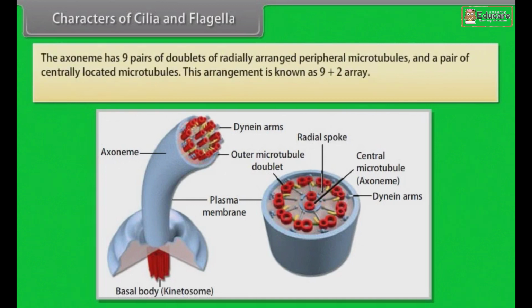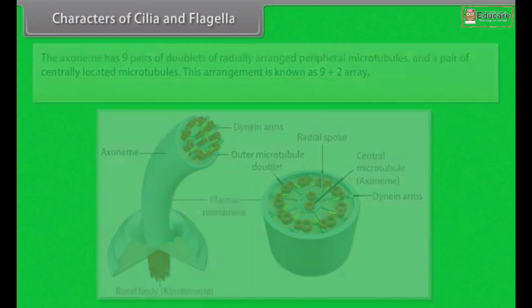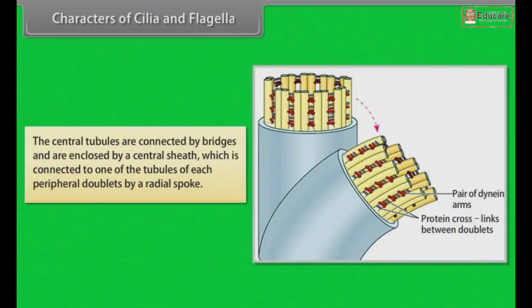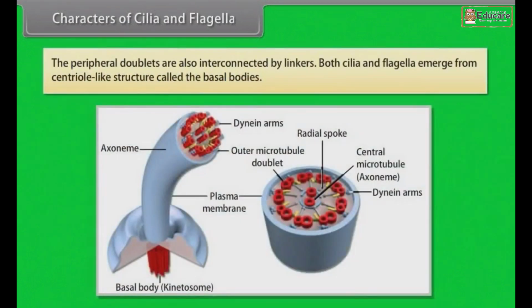The axoneme has 9 pairs of doublets of radially arranged peripheral microtubules and a pair of centrally located microtubules. This arrangement is known as 9+2 array. The central tubules are connected by bridges and are enclosed by a central sheath, which is connected to one of the tubules of each peripheral doublet by a radial spoke. The peripheral doublets are also interconnected by linkers. Both cilia and flagella emerge from centriole-like structures called the basal bodies.